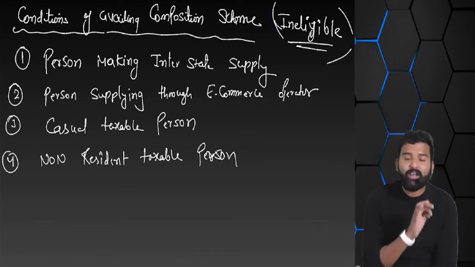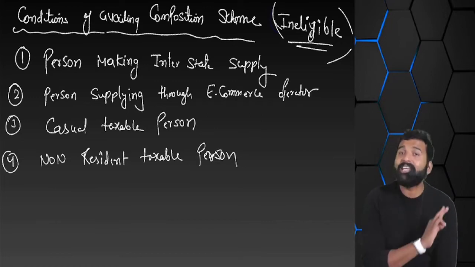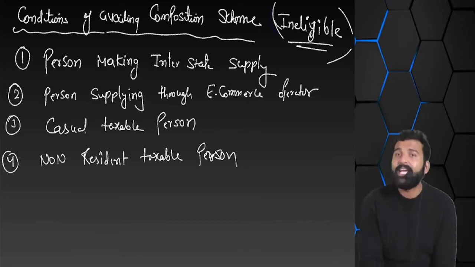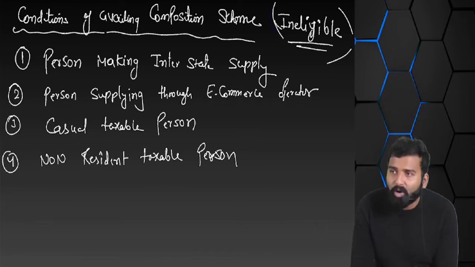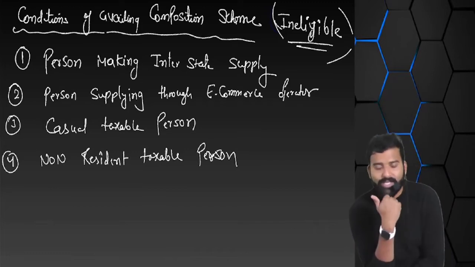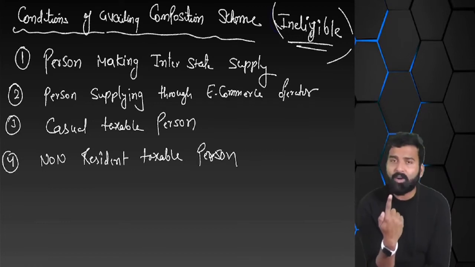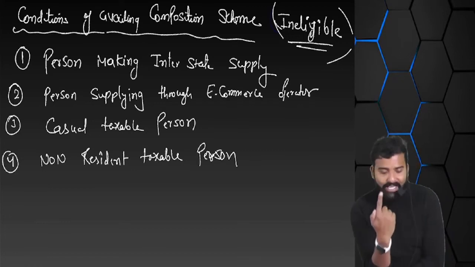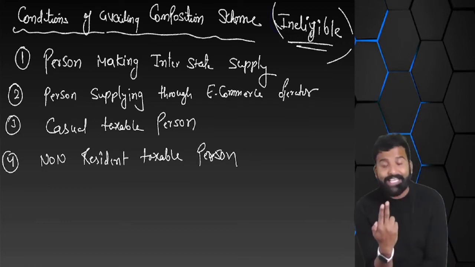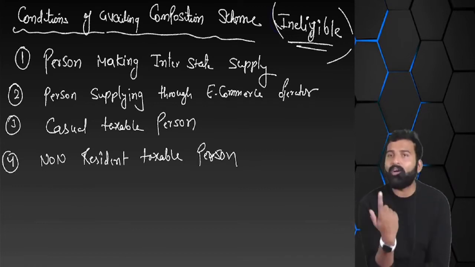That is called casual taxable person and non-resident taxable person. They cannot avail the composition scheme. So a casual taxable person cannot avail any composition scheme. A person who is an NRTP cannot avail any composition scheme. So these are the two who cannot avail the composition scheme. So the person who is selling goods outside the state, a person who is registered on Amazon or Flipkart or any e-commerce site for selling goods or services. Third is CTP, that is called casual taxable person. Fourth is NRTP, that is called non-resident taxable person.